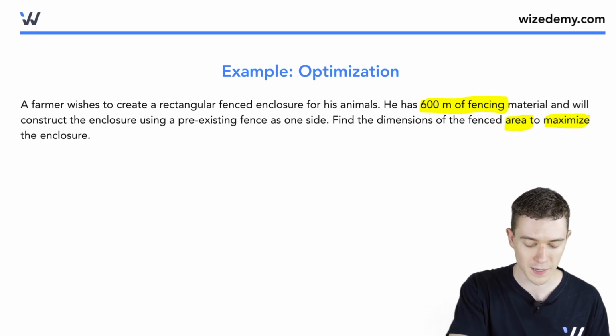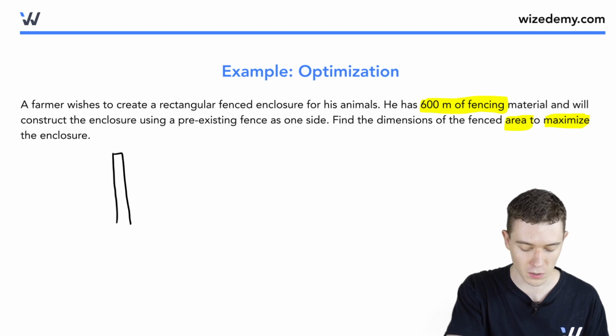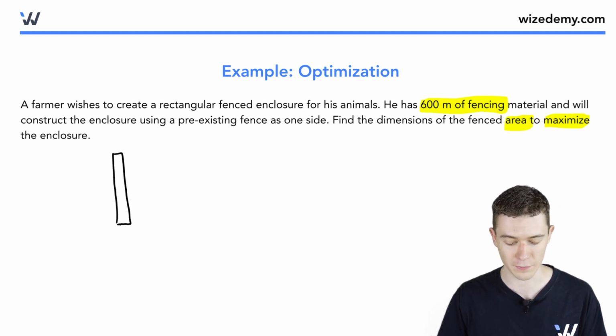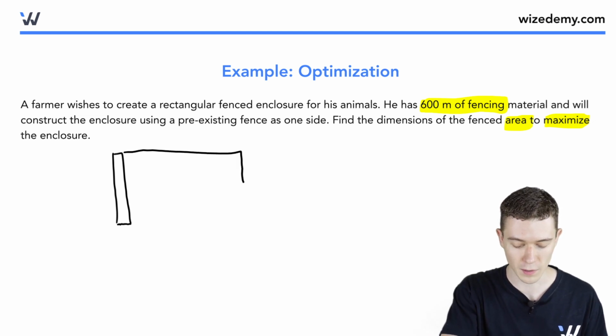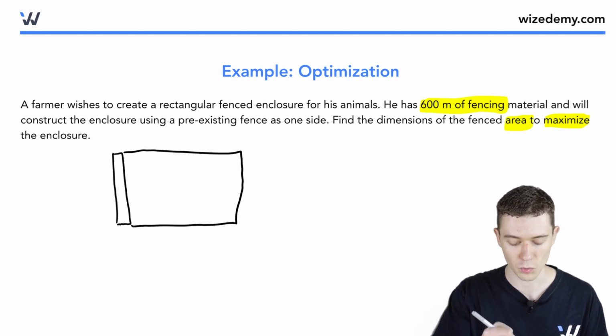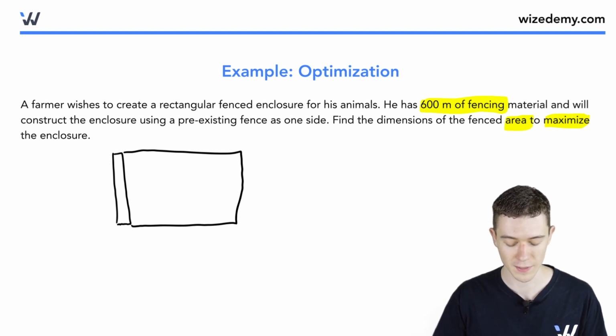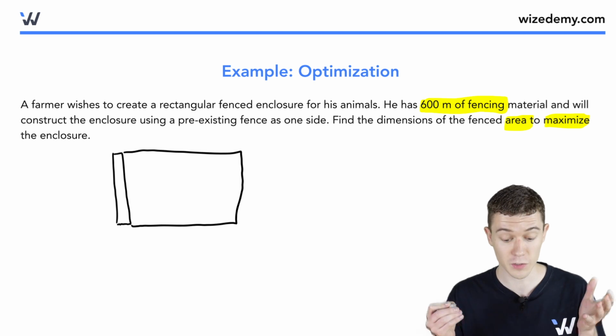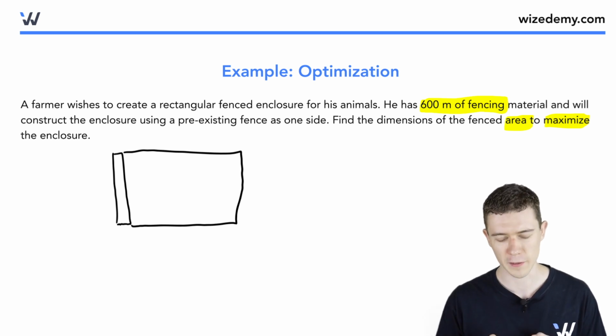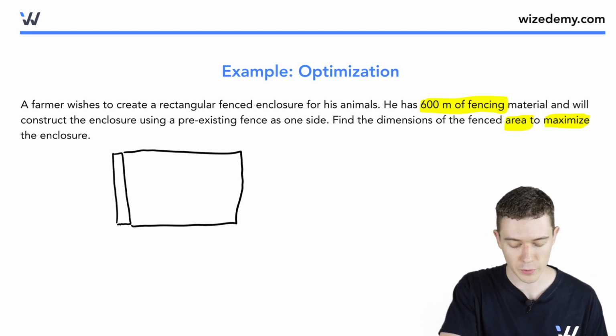I'll draw it the best I can. So imagine we have some fence here. This is my pre-existing fence side. And then the farmer is going to make a rectangular pen with his 600 feet of fence. The area of this enclosure is what we want to maximize, and it's a rectangle. I think some variables will help. I'll just label the horizontal side as x and the vertical side as y.